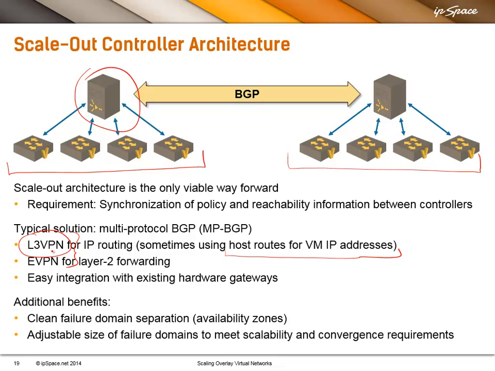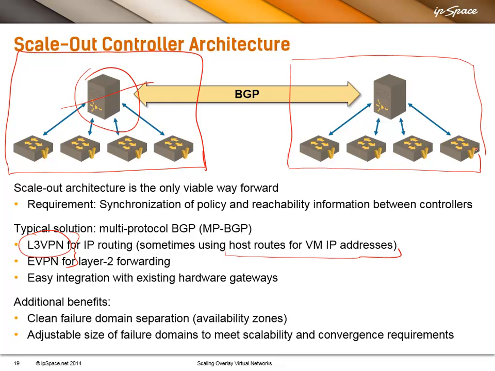For example, if your solution is using layer 3 VPN, the traditional MPLS VPN stuff, it's easy to integrate with existing PE routers, be it from Cisco, Juniper, Nuage, Alcatel-Lucent, or anyone else. An additional benefit of a scale-out architecture is that you have clear failure domains, or if you want to call them, availability zones. So you have one failure domain here. If this controller fails, you lose all this, but nothing more. You have a different, totally independent failure domain there. But we'll talk more about failure domains in a few minutes.